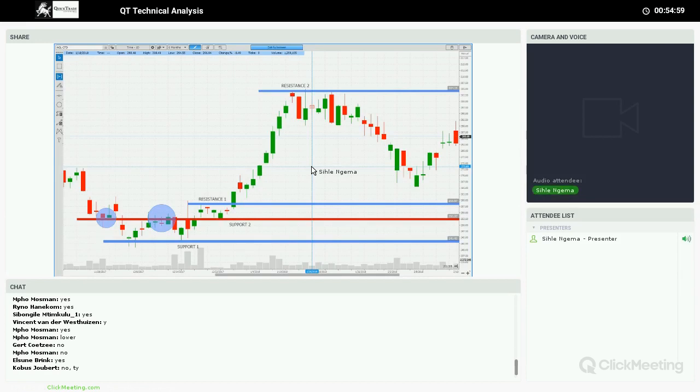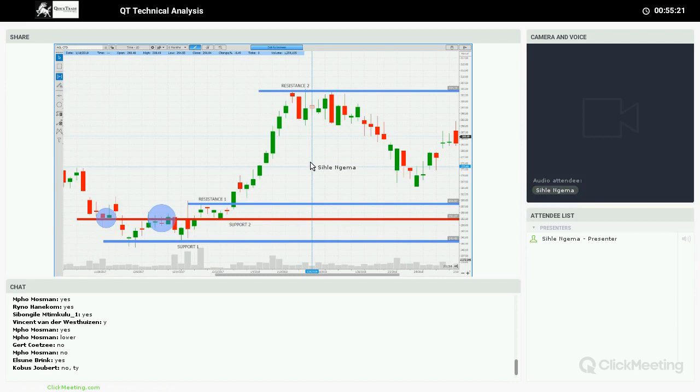If you can identify resistances which are higher, supports which are higher, then you have an upward trend. You only buy the share, you do not sell that share. If you can identify supports which are going lower and resistances which are going lower, you only sell the share, you do not buy that share, right?